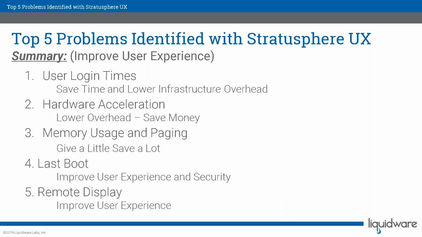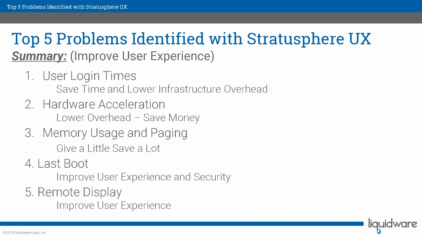Memory usage and paging, give a little bit, save a lot. Give that user 2 more gig of RAM, you will free up disk I/O and free up CPU on that system, thereby making them a much happier environment. And I'm actually saving money. Hardware acceleration, lower your overhead, save money. If you do not have the offload cards called vGPUs, virtual GPUs, turn off hardware acceleration. You will save money on your ESX host CPU time.